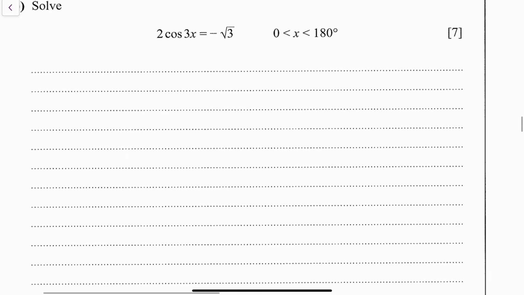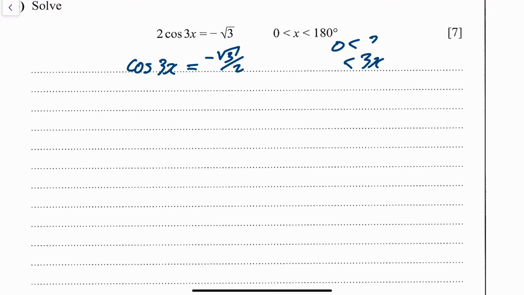And this is a little CAST diagram question. First thing you want to do here is divide across by the 2. So cos 3x equals minus root 3 over 2. And my angle was not just x, it was 3x. So let's just write the range above. That's what they had. You multiply the x by 3 to give you 3x. 0 by 3 is 0, and 180 by 3 is 540. So you've got to go round, what's that, three times and a half?